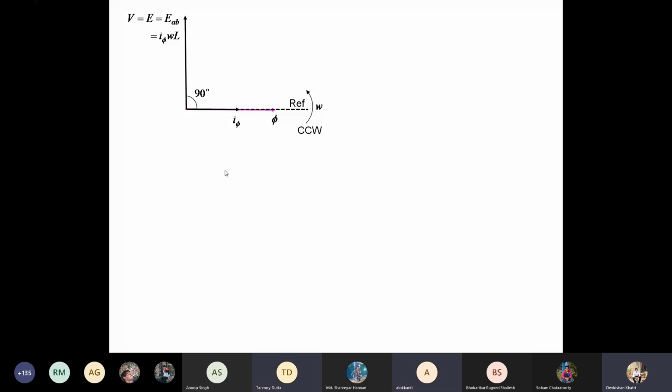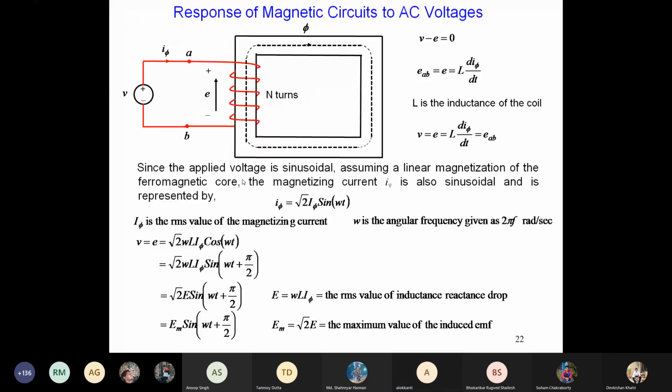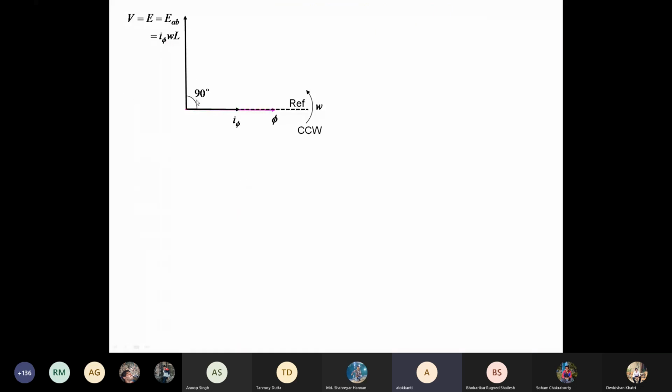So, in the voltage expression, shouldn't it be I phi omega L J, or I phi omega L angle 90 degrees? No, that is basically the magnitude that it is showing. Okay, but you have to be clear about where it is, because I have rotated it by 90 degrees.